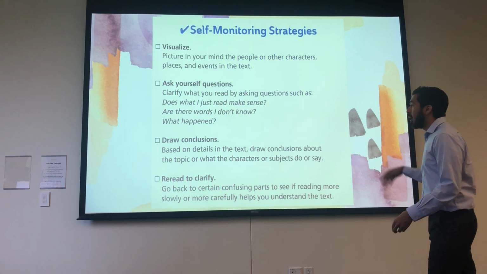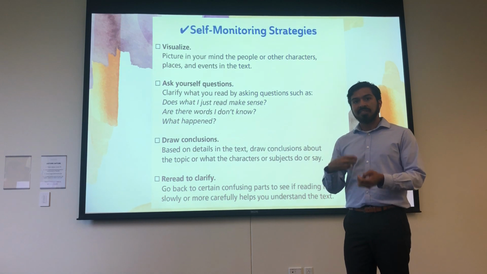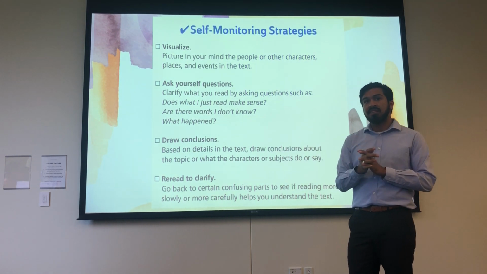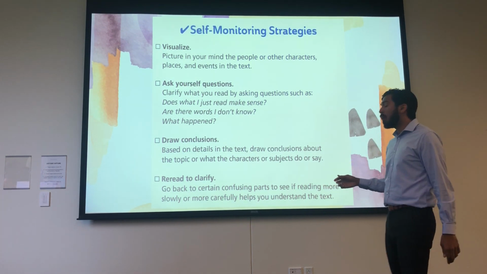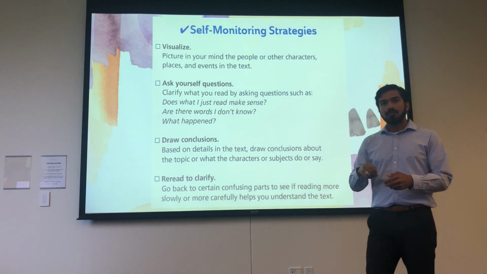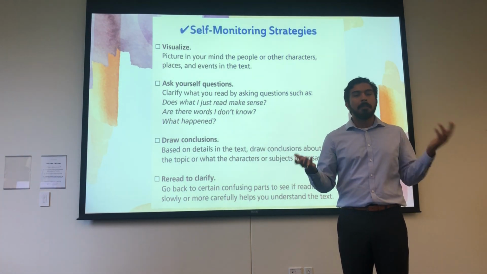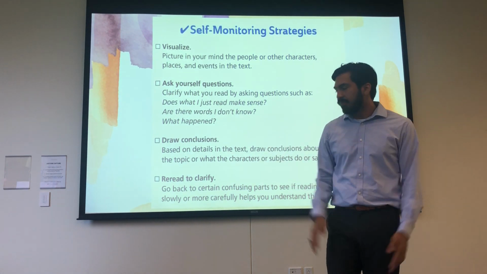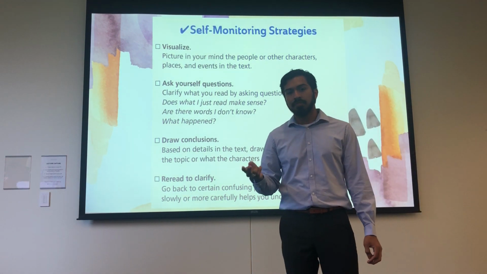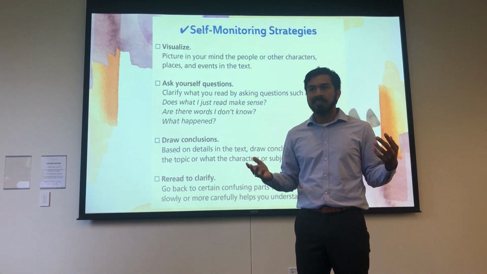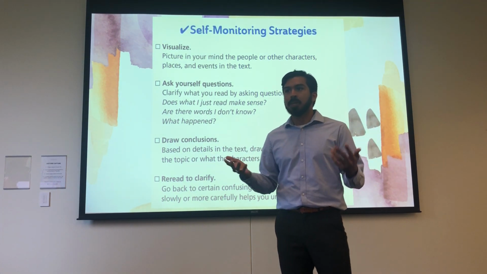Drawing conclusions. Based on the details in the text, draw conclusions about what you are discussing and what the content of the text will be. And then as well, lastly, reread to just clarify. So going back into the text and rereading so that we can know what might be unclear. And so with that, these are two ways that we can implement them into our classroom. But as I said, by no means are they all-encompassing and should not be used as the end-all be-all strategy to address special education in the classroom.